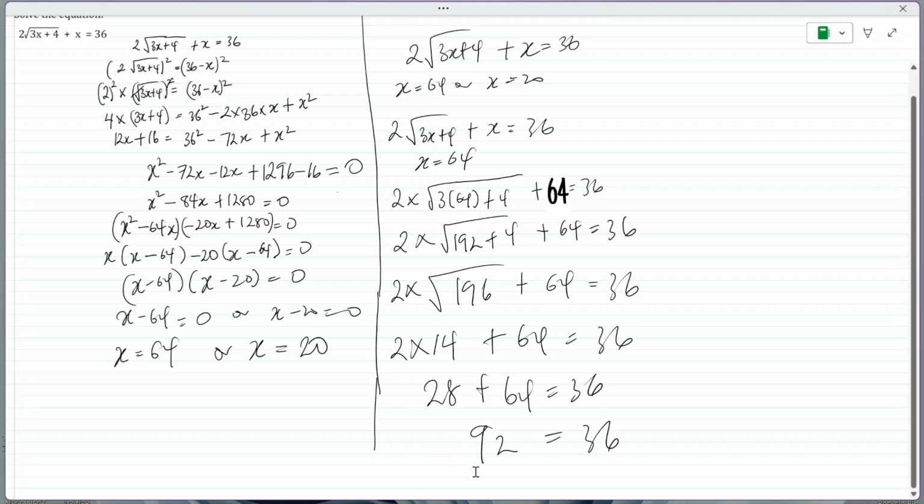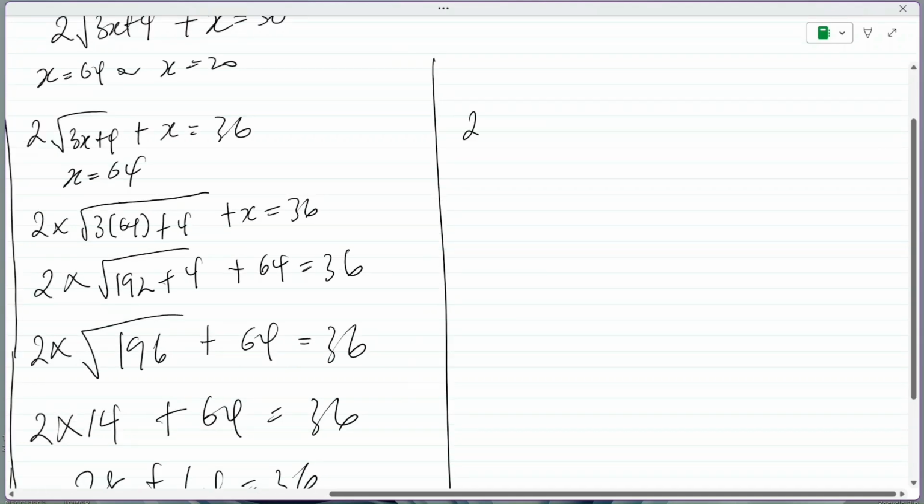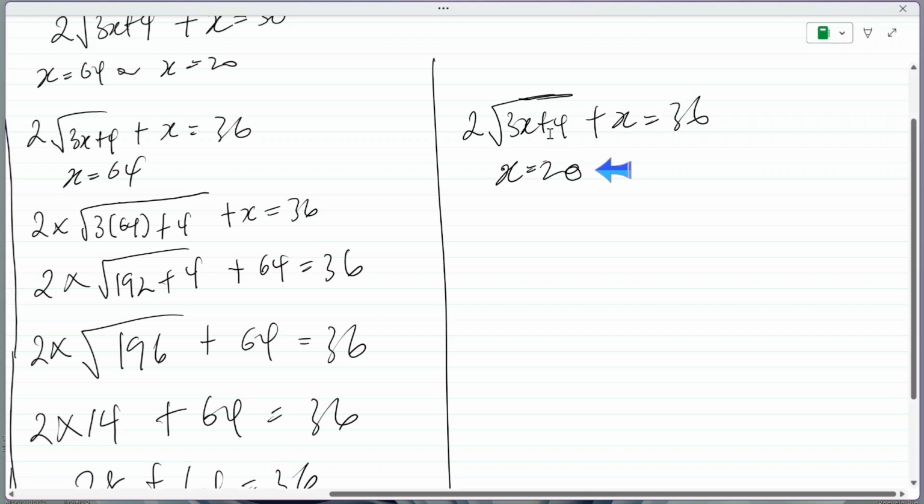You see that what is on the left is not the same as what is on the right. Therefore, 64 is an extraneous root or an extraneous value for x. Next, we try x equals 20. We know our initial equation is 2 times square root of 3x plus 4 plus x equals 36. Let's take when x is 20. Would what is on the left be the same as what is on the right?